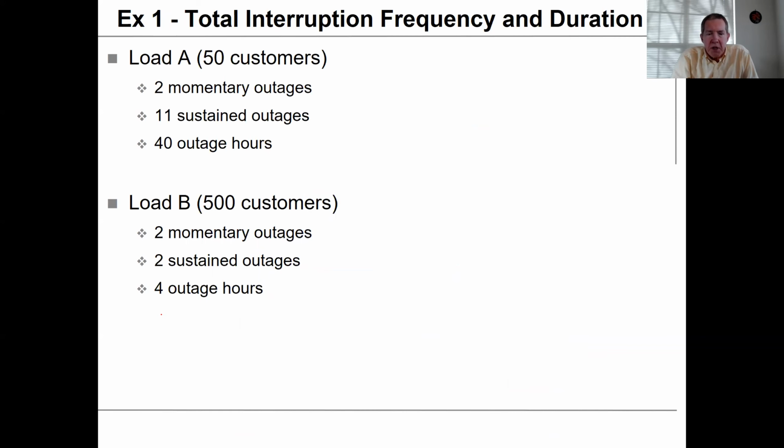And so if I were going to total everything up for temporary faults, permanent faults, and also open circuit conditions, then as a function of load A versus load B, this would be the total count for the number of momentaries, the number of sustained, and the number of outage hours. And you see that the reliability at load A is much, much worse than the reliability at B.